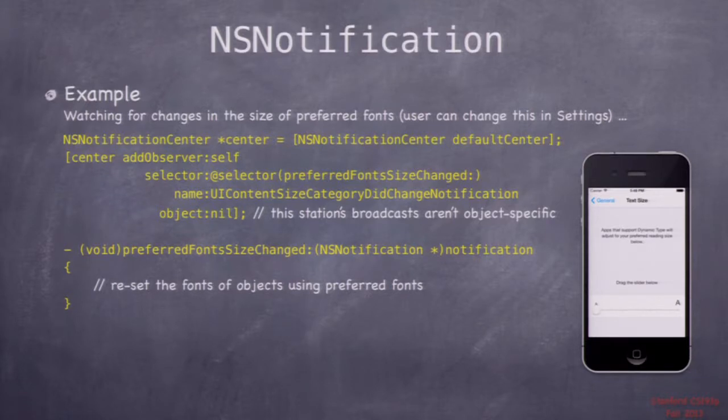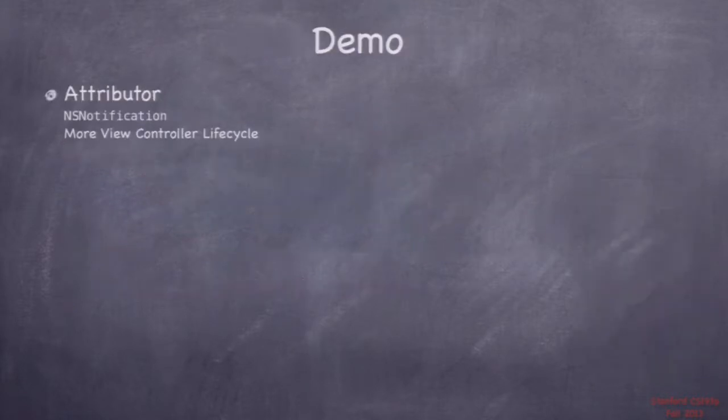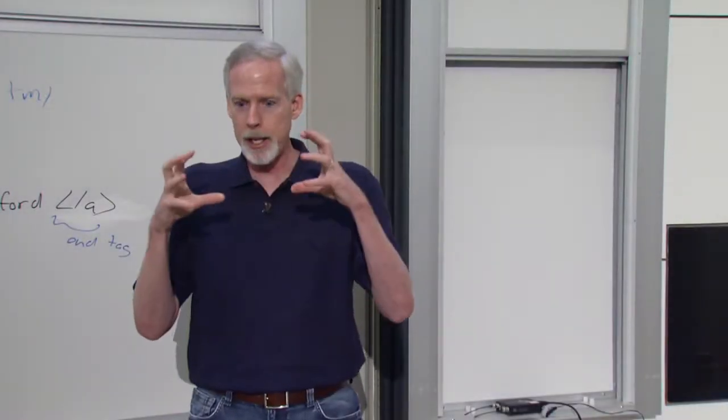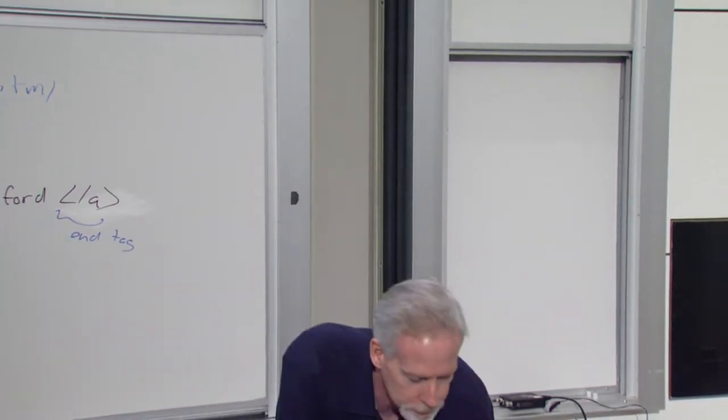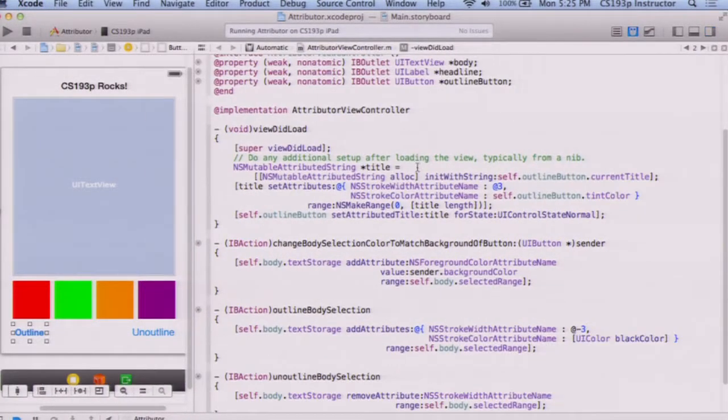So let's take a look at how we would add that to Attributor, because Attributor uses preferred fonts, and if we change the font size, we want the body and the headline both to change to the bigger or smaller font. So let's do that. I'm going to go back here to Xcode. So here we are. The other thing we're going to need to make this work is the view controller lifecycle, okay? Because we're only interested in those font changes if we're the MVC that's on screen, which we always are, of course, because we only have this one MVC. But soon we will have other MVCs, and we won't always be on screen.